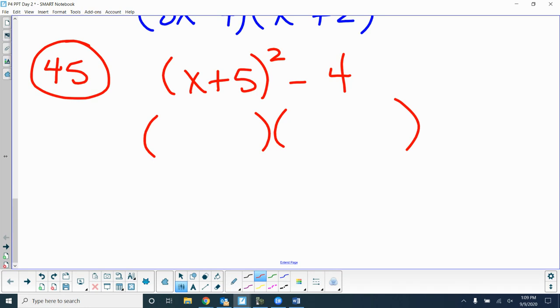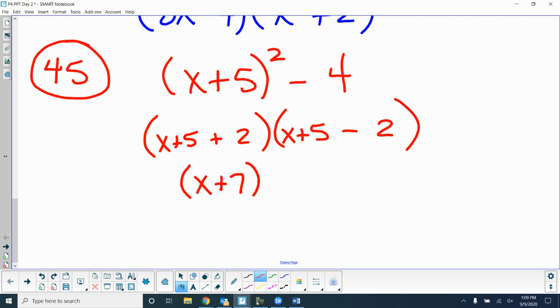What's the square root of something squared? Itself, right? So the square root of (x + 5) squared is x + 5. So that just goes in the front of both. You guys all know the square root of 4 is 2. That's in the back. And then there's one has addition, one has subtraction. Okay, so it looks different, but you do it the same way. Then you should simplify. 5 plus 2 is 7, and 5 minus 2 is 3.